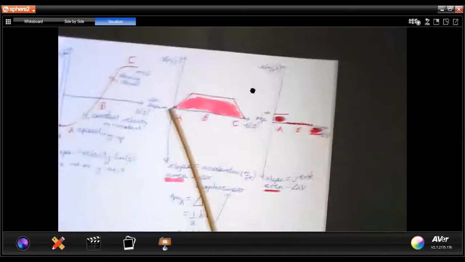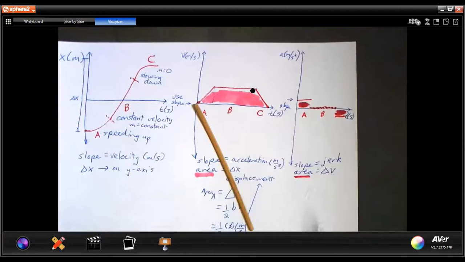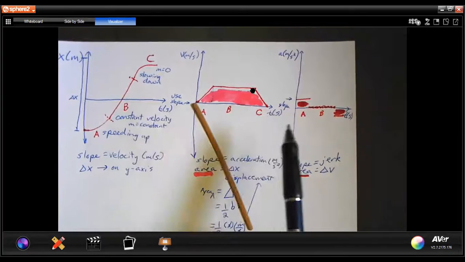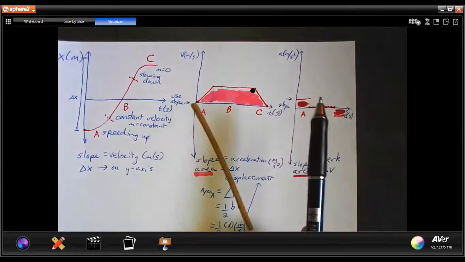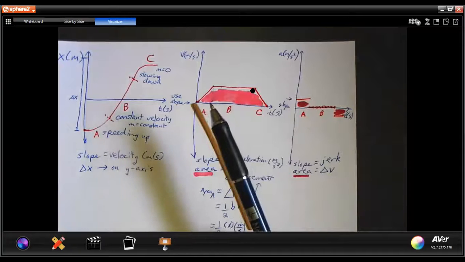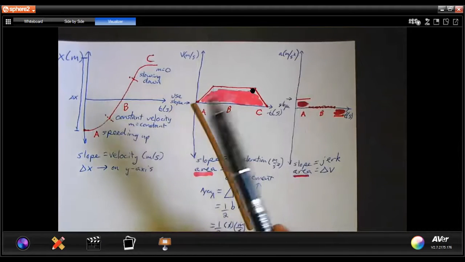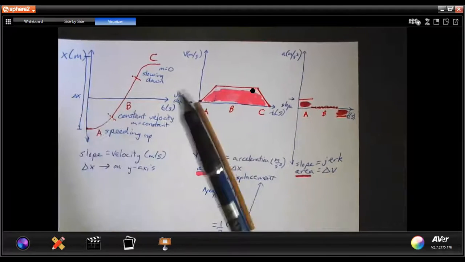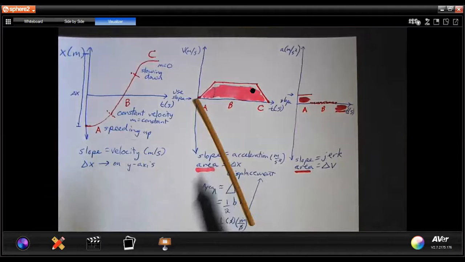So generally speaking, if we're going position time graph to velocity time graph, we use slope. If you want to go velocity time graph to acceleration time graph, you use slope. If you want to go from acceleration to information about velocity, you use the area. If you want to go from velocity to information about the position, you use area again.